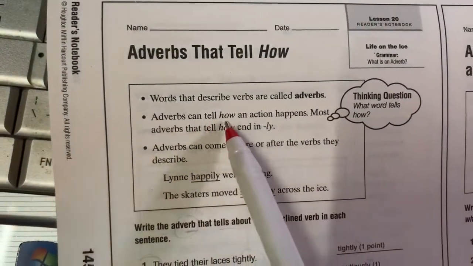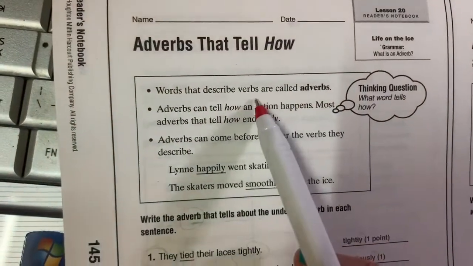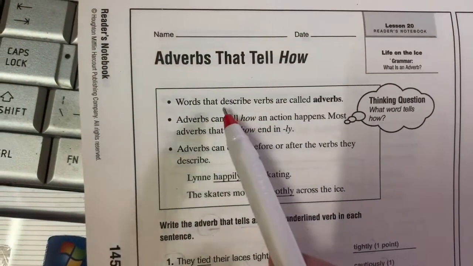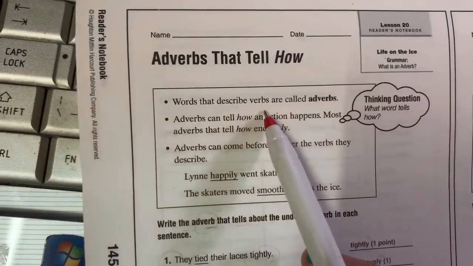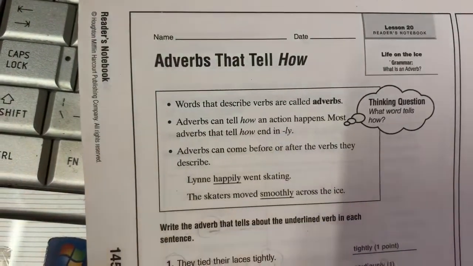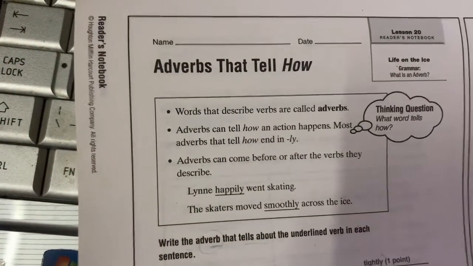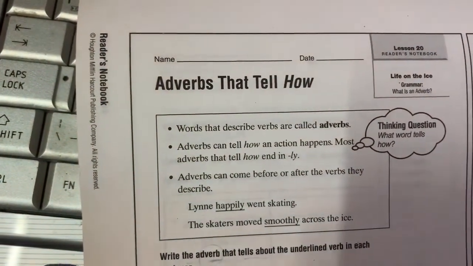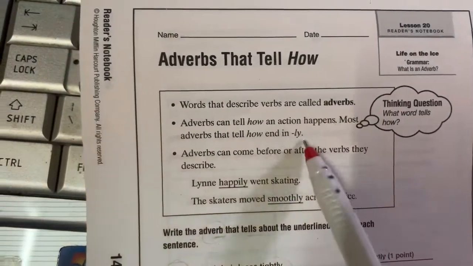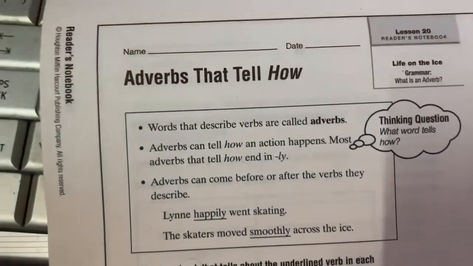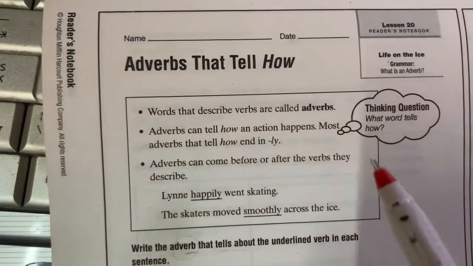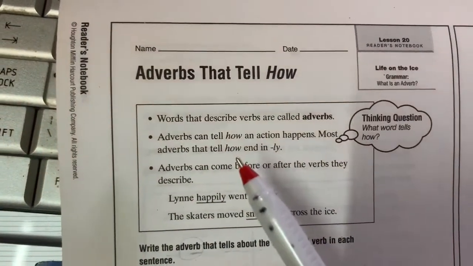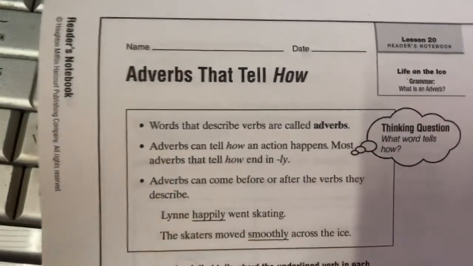Adverbs can tell how an action happens. So, what do adverbs mean? Adverbs are words that describe verbs. Adverbs can tell how an action happens. Most adverbs that tell how end in ly. I will tell you now what it means. This sentence: adverbs can tell how an action happens. Most adverbs that tell how end in ly.